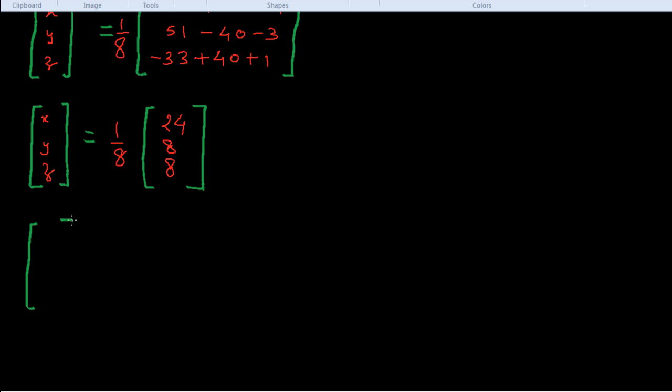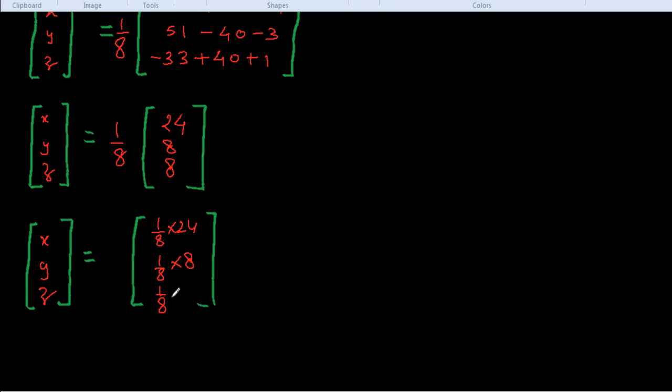Finally we multiply 1 over 8 with each element of this matrix. So x, y, z is 1 by 8 into 24, 1 by 8 into 8, and 1 by 8 into 8. So we get 8 three times, 8 one time, and 8 one time. So we get finally the answer.